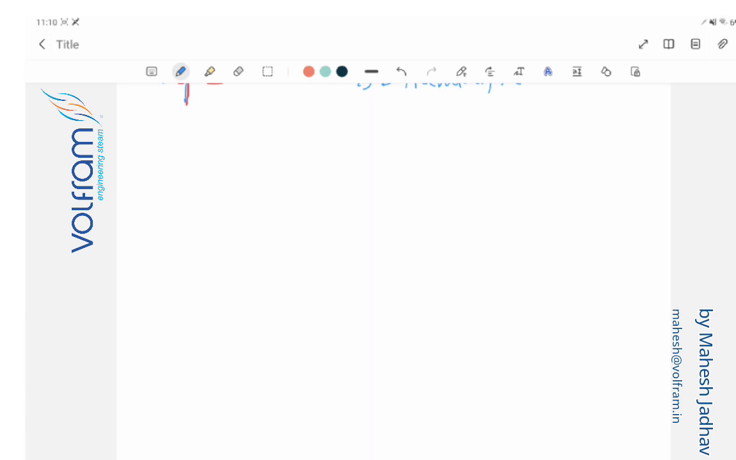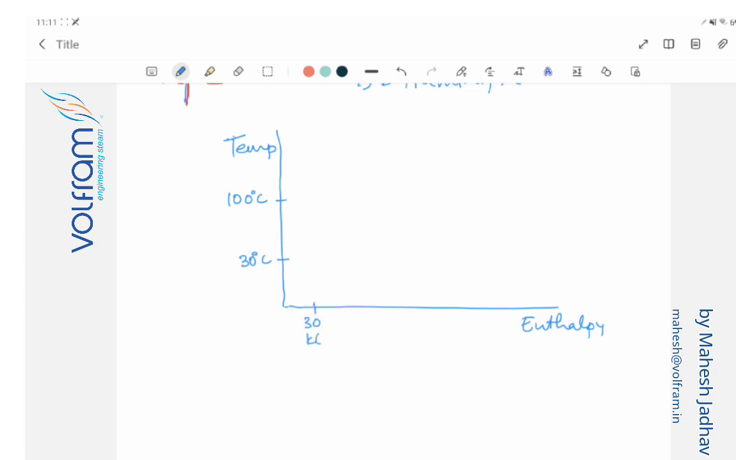We'll understand it with a simple graph. This graph is temperature versus enthalpy, or the heat. Let's say our initial water temperature is 30 degrees Celsius, room temperature. As we know, in the atmosphere the boiling point of water is 100 degrees Celsius. And let's say the water has 30 kilocalories.